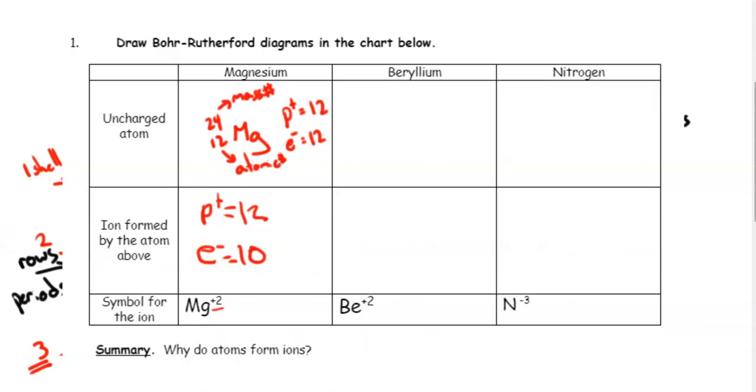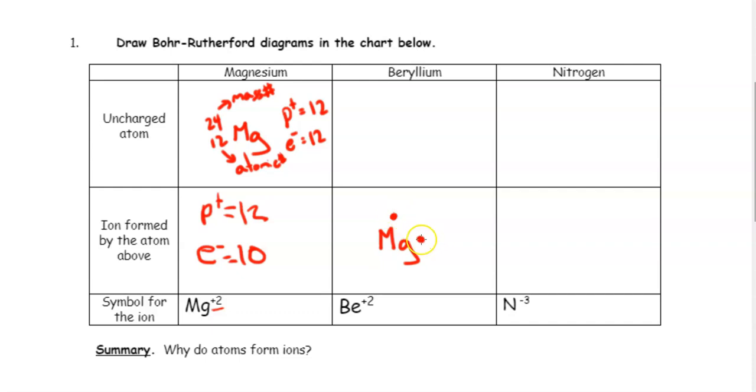Right now, I really only want to care about the last orbit. Have you done Lewis structures? Okay. So I'm just going to write Mg, but that's supposed to be for beryllium, and we'll get back to it. I'm going to just put the valence electrons.